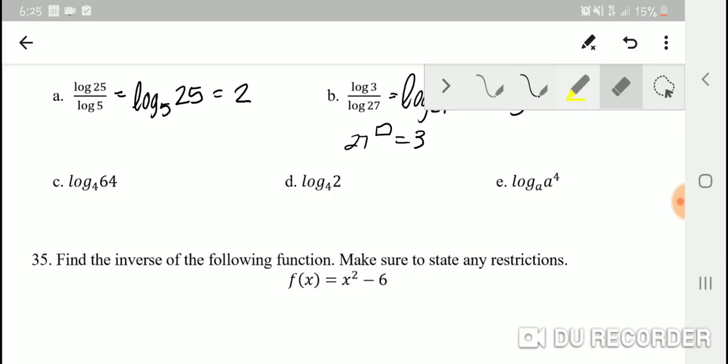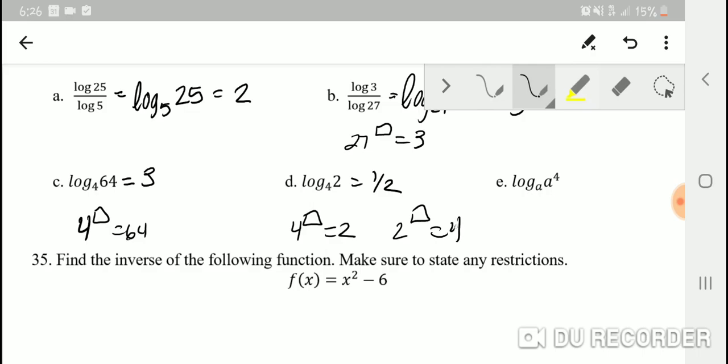So again, you're just thinking about this as 4 to what power gives you 64. Your answer is 3. 4 to what power gives you 2? Your answer is 1/2. If you take the square root of 4, you get 2. That's the 1/2 power. Or again, you can think about it in the opposite way. 2 to what power gives you 4? Your answer is 2. You make it a fraction because you're thinking about it in the opposite way.